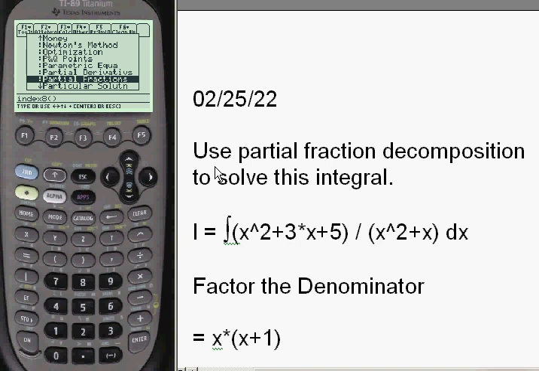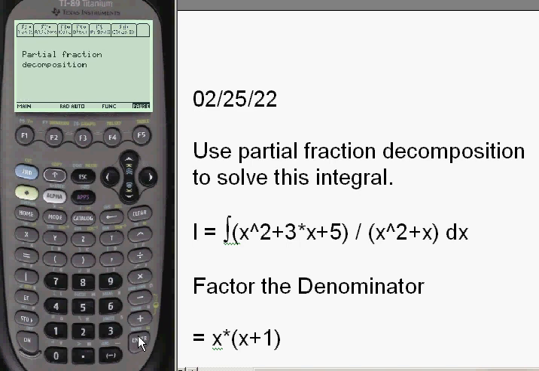This is a partial fraction problem, so we'd scroll down to this with this clover leaf here. We're going to scroll down to partial fractions and press enter. I know they're in the program there. We're going to enter the integral in here.